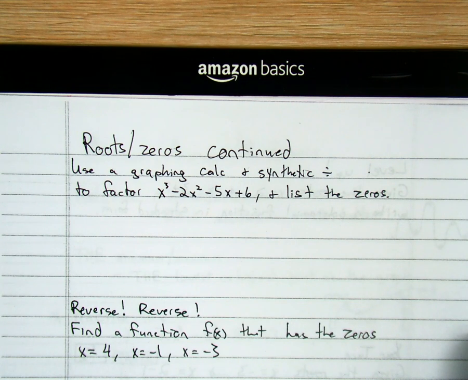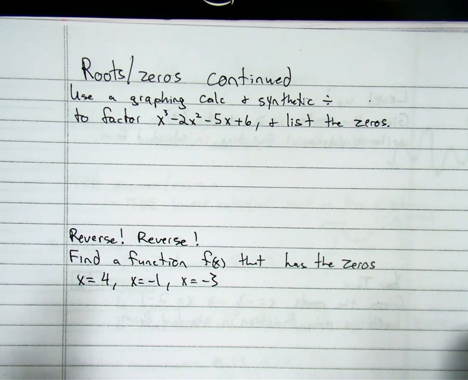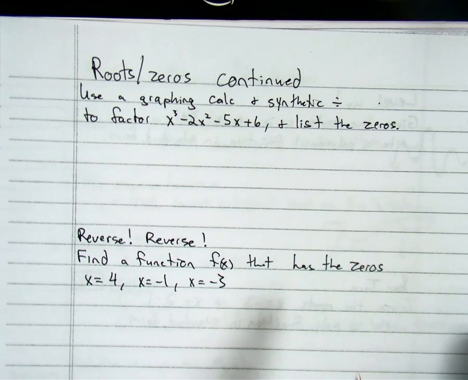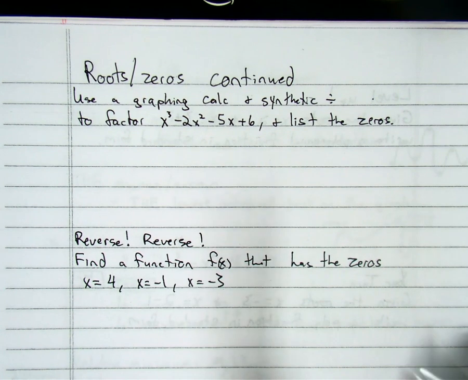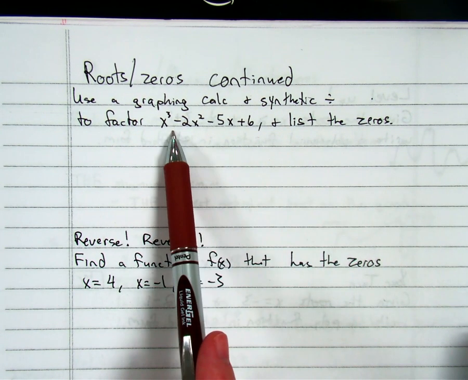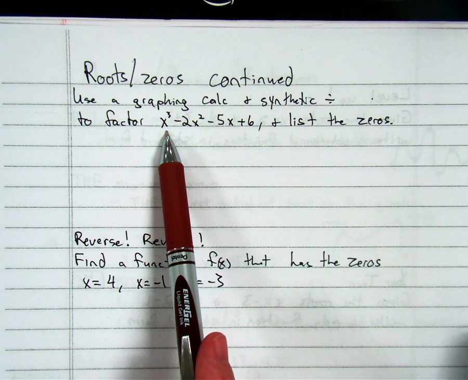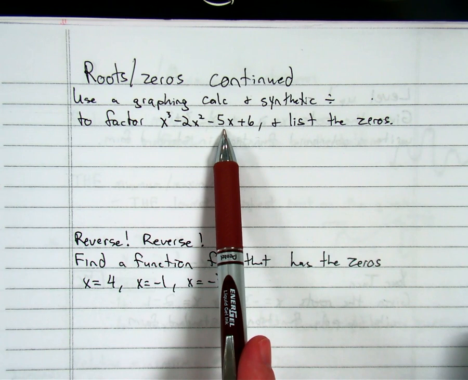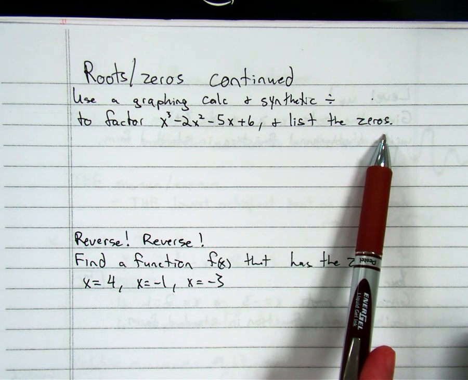Hello, Algebra 2. Here we are with roots and zeros continued. We're going to be focusing more on the roots today as opposed to the mins and maxes. We're going to start off by using a graphing calculator and synthetic division to factor this function, x to the third minus 2x squared minus 5x plus 6, and list out the zeros.